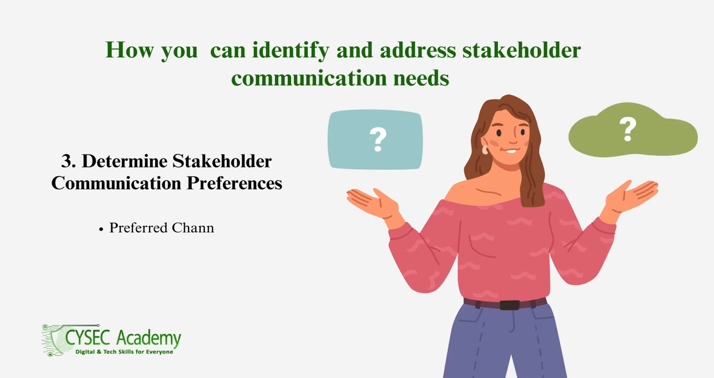3. Determine stakeholder communication preferences. Preferred channels. Identify the preferred communication channels for each stakeholder, such as email, meetings, phone calls, reports, or online collaboration tools. For example, in an event planning project, vendors might prefer communication via email, while sponsors might favor face-to-face meetings.